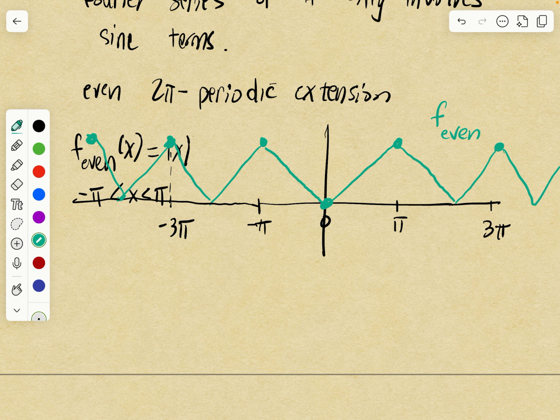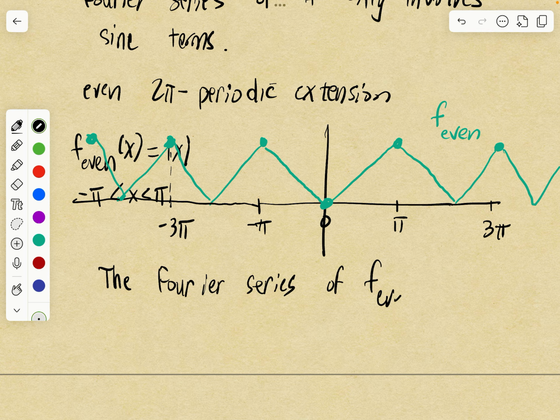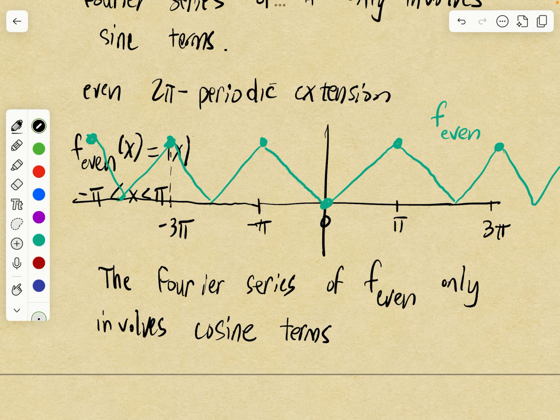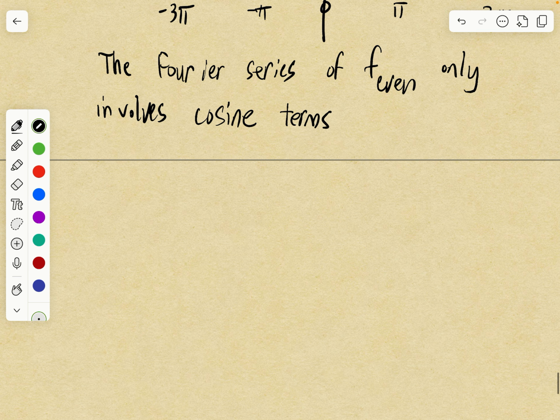And when you look at the Fourier series of f sub even, it only involves cosines. It will have only cosine terms, so you're going to have to calculate the a_n's, but not the b_n's. So we looked at the odd periodic extension and the even periodic extension, and as I mentioned before, there are many other ways of extending f of x.